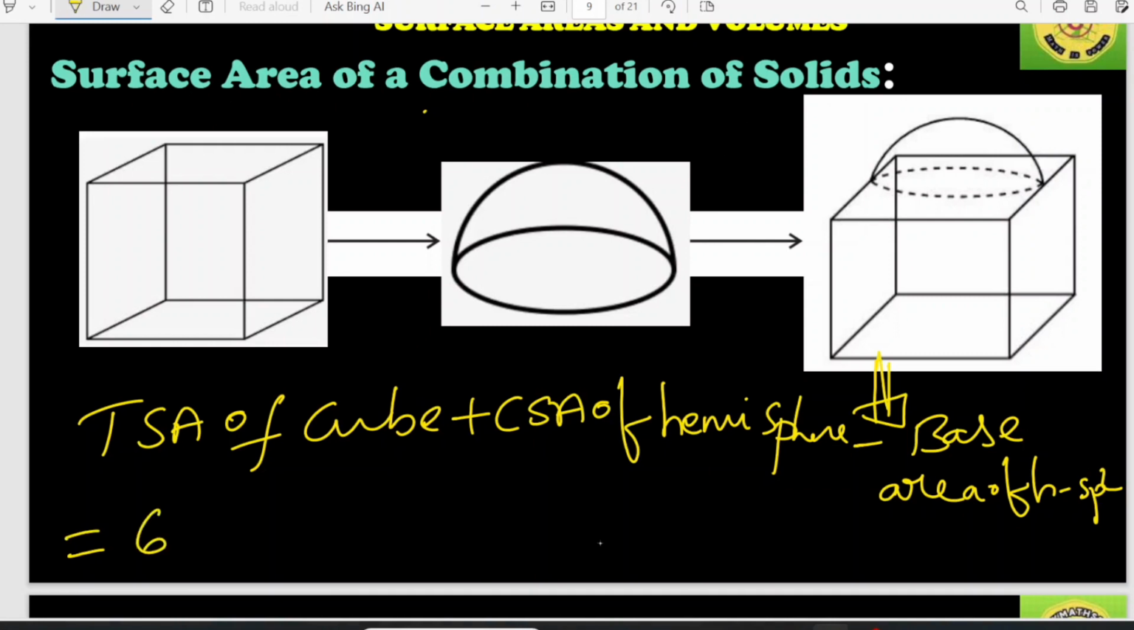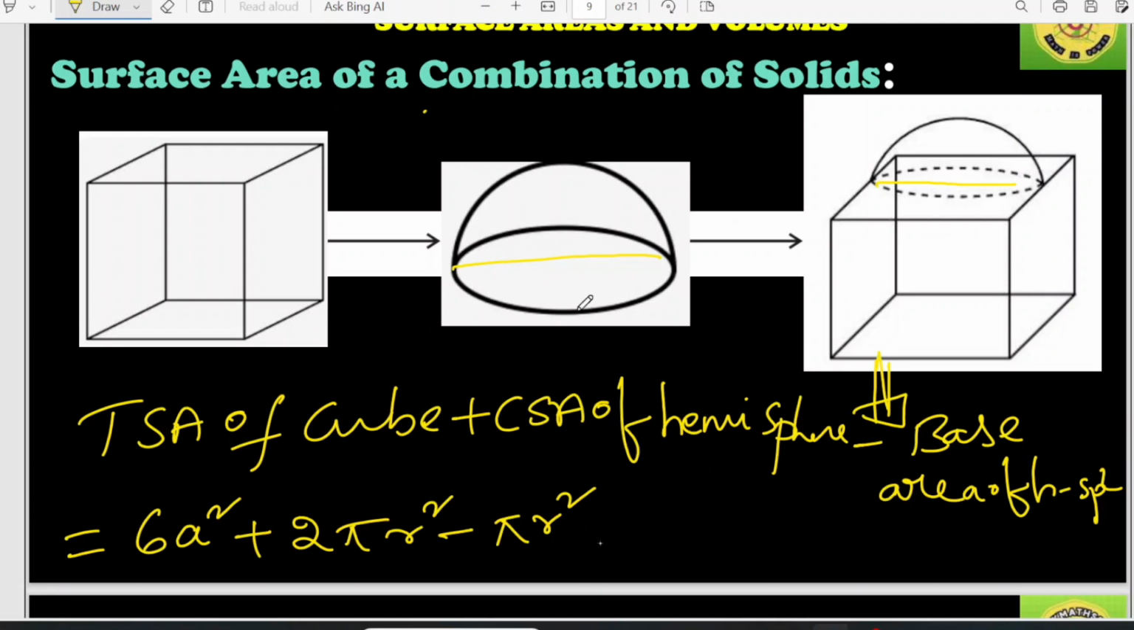Now substitute the formulas. TSA of cube is 6a square, plus CSA of hemisphere 2 pi r square, minus base area of the hemisphere, which is a circle, pi r square. So we'll get 6a square plus 2 pi r square minus pi r square, which is pi r square, and we can substitute the values. Here, the diameter of the hemisphere is nothing but the side of the cube. We'll get an easy answer. Next combination.